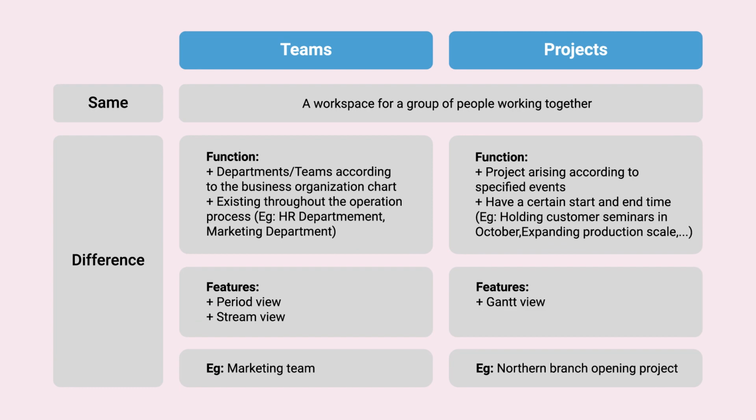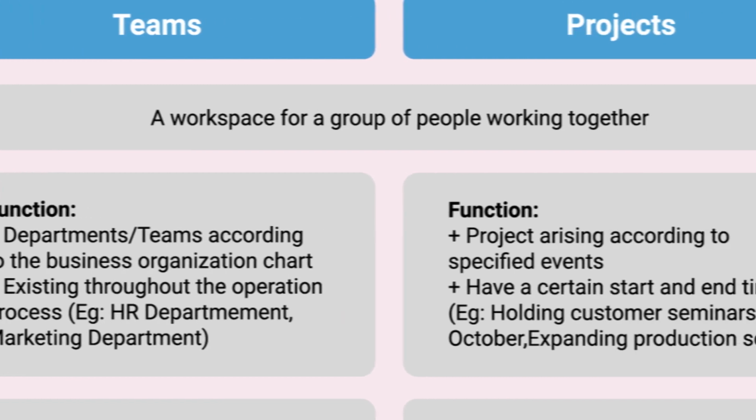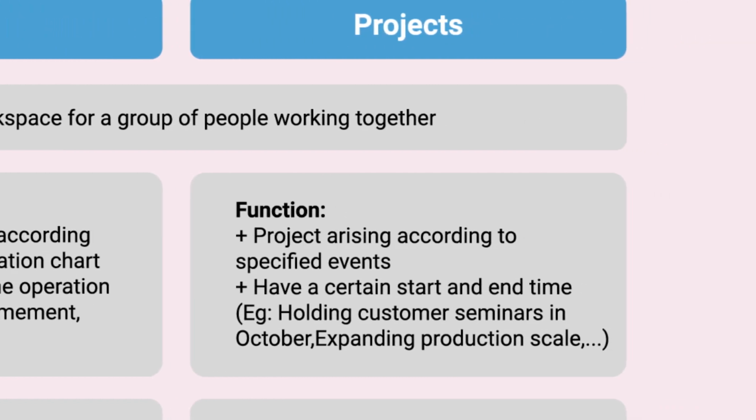The difference is, in terms of function, a team is defined according to a fixed team in the company, according to the organizational diagram, and exists throughout the operation of the business, just like the HR department, marketing department, and financial department. On the other hand, a project is defined as a program, plan, or event, with the participation of many teams, and only takes place in a certain period of time. For example, the customer conference in October, or expanding production scale.